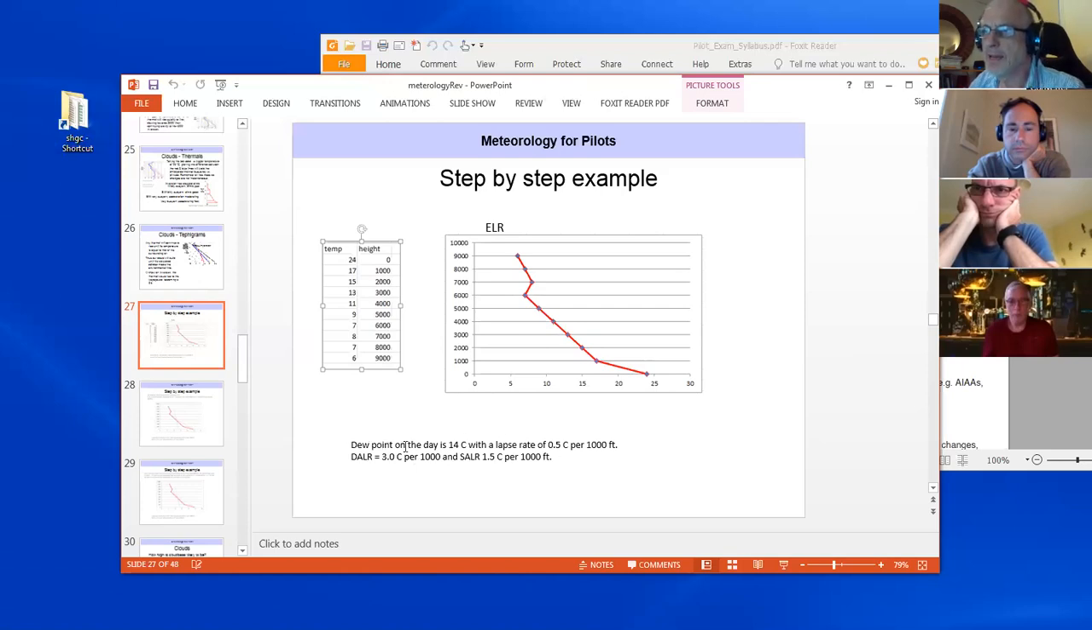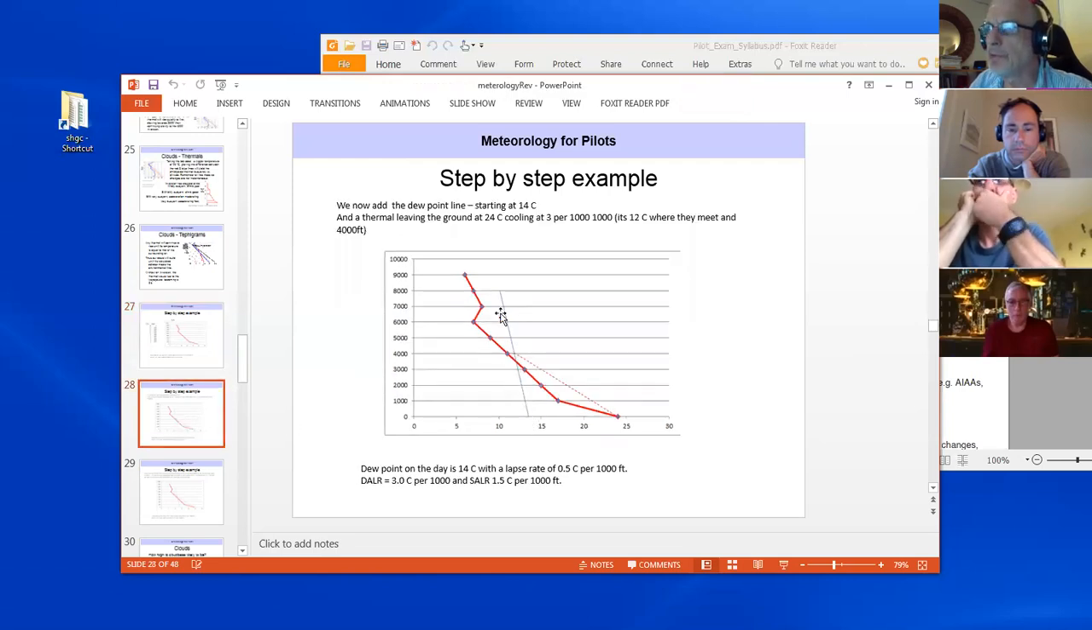And on this particular day, dew point's going to be at 14 degrees centigrade, and dew point has a lapse rate of 0.5 degree centigrade per 1,000 feet. So for every 1,000 feet you get up, it's changing at that rate. The dry adiabatic is 3 degrees and saturated 1.5. So if we now add on our dew point line, this blue line shows dew point as it cools and as it gets higher. The red dotted line is our parcel of air.